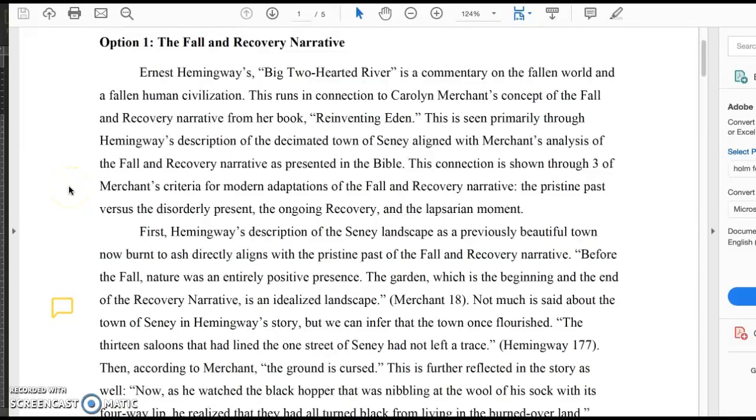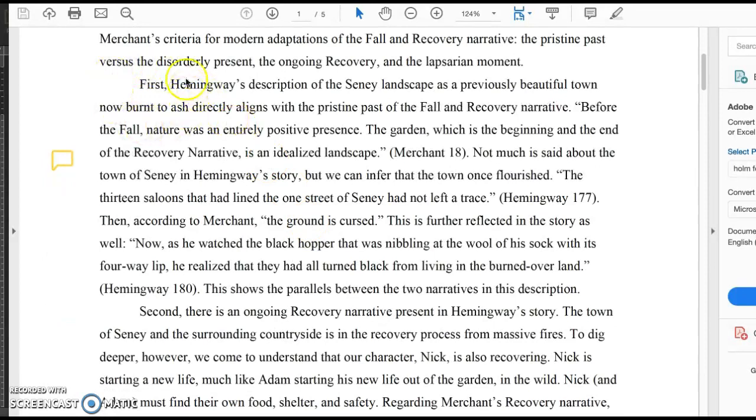Here's a nice example from a student. You can see this connection. They've set it up: Two-Hearted River, fall recovery. This connection is shown through three of Merchant's criteria, repeating the language back at me, but that means they're going to use it to actually analyze. And we see them: 1, 2, and 3. The idea is borrowed from fall and recovery in this case. And then we see those turned into paragraphs, right?